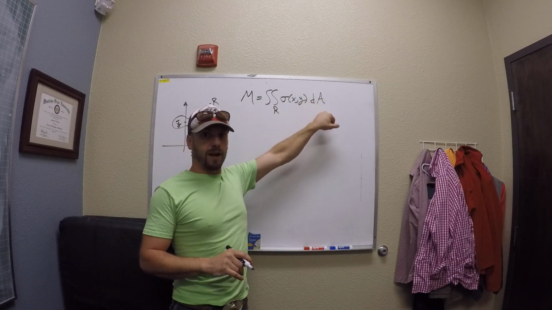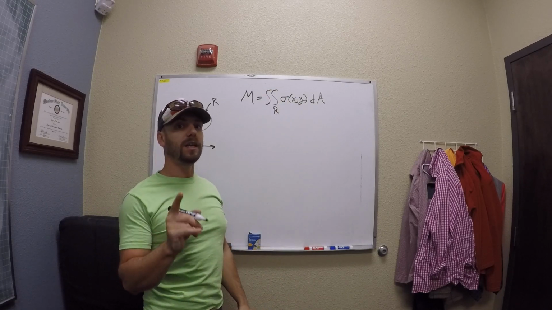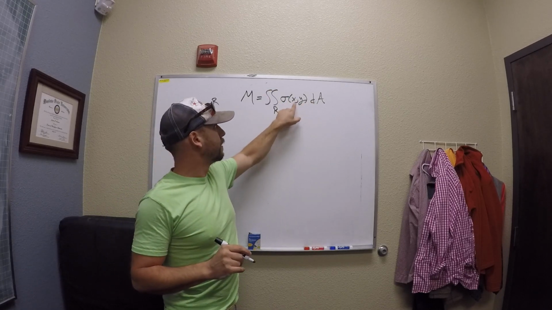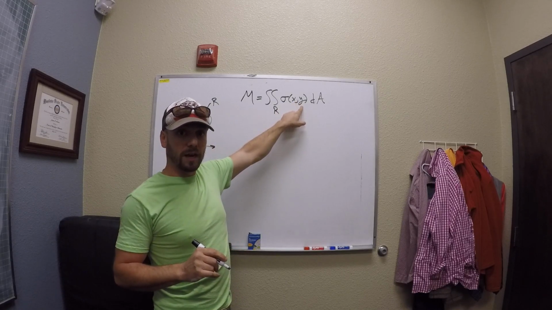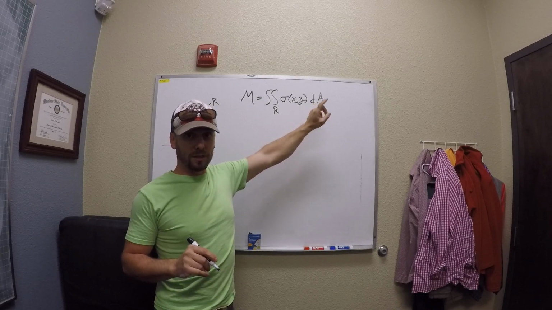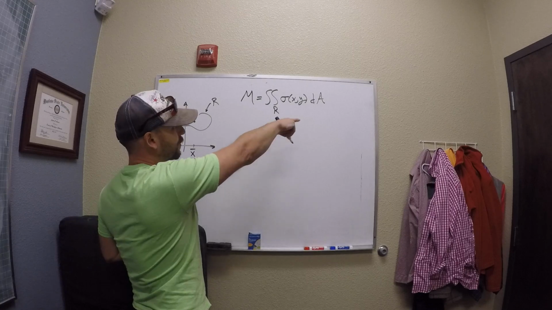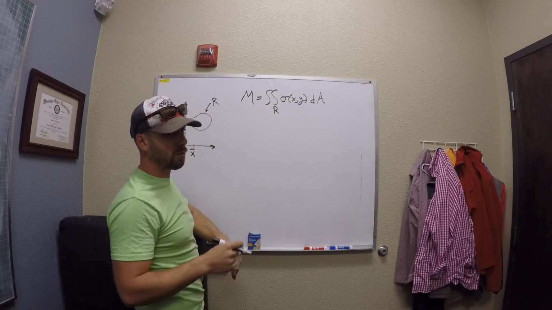But there's no reason that you have to do this in Cartesian coordinates. You could switch this to polar and that would be just fine. If you do switch to polar, then you would have sigma of r and theta, and your d area would be r dr d theta. However you accomplish this integral, that'll give you the total mass of the plate.